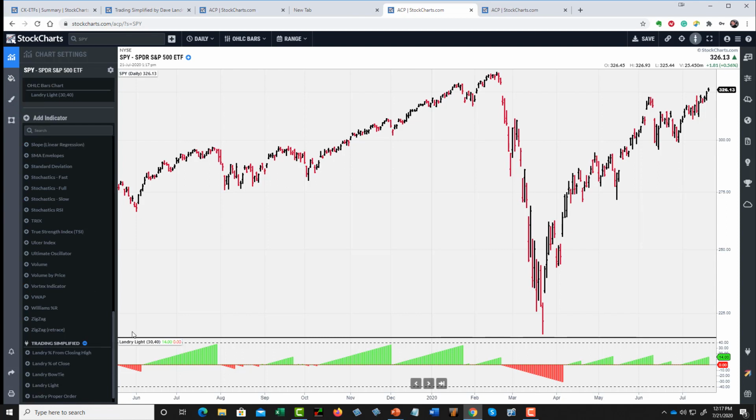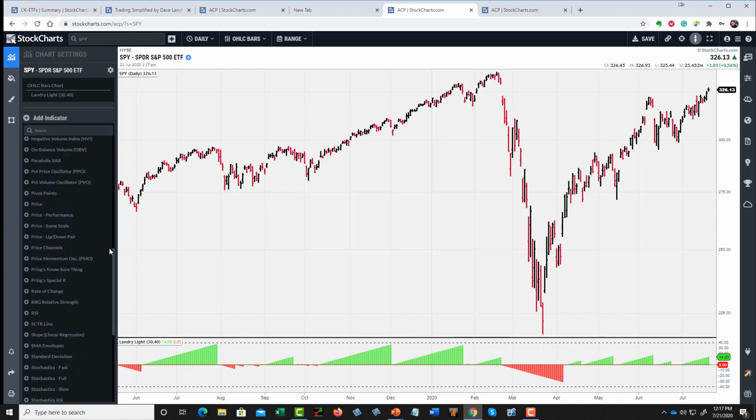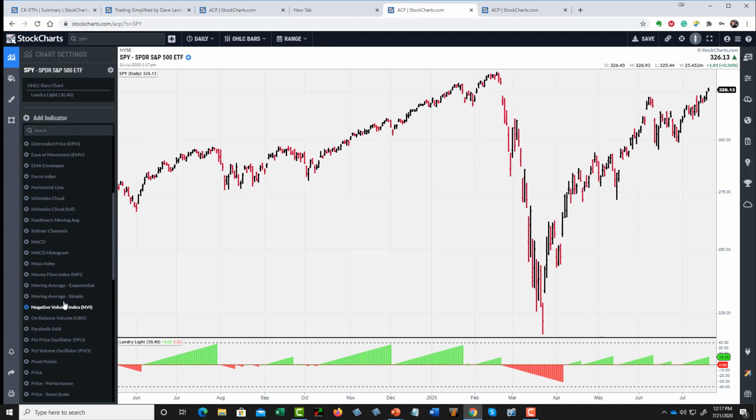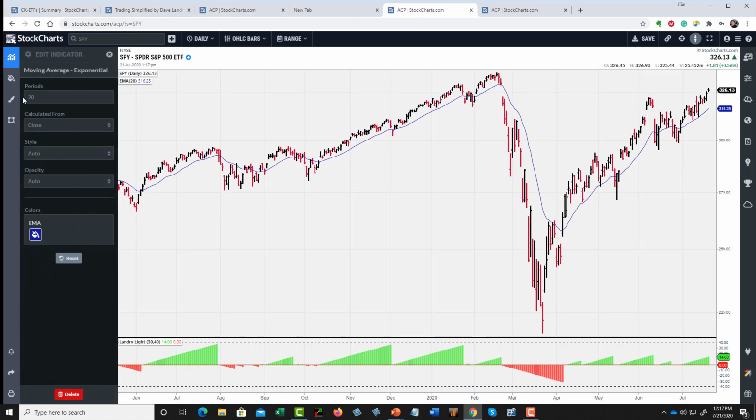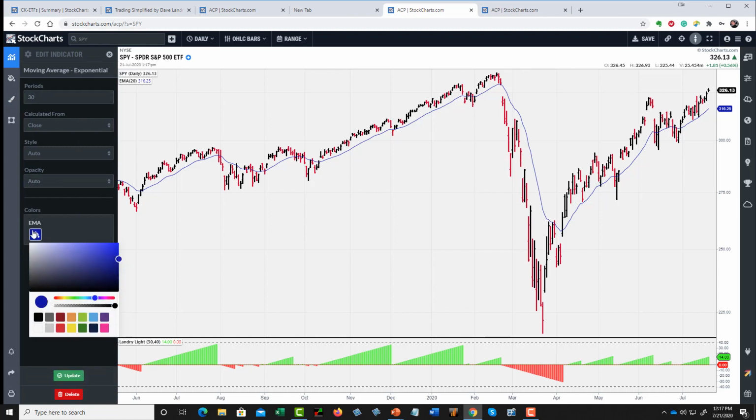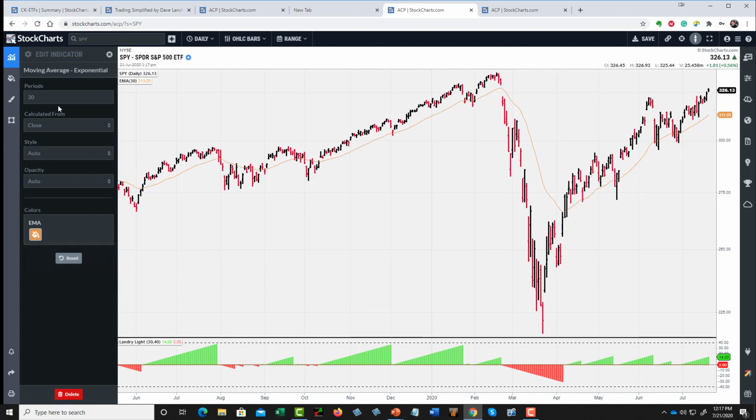Now, the goal of today's lesson is not so much to teach you how to use ACP, but to show you how I use my indicators in ACP. So let's grab a 30 period moving average. We'll just click on this, moving average exponential. We'll go 30 periods. And I like a nice thick orange for my 30-day EMA. And we'll get that updated and we'll make it nice and thick.